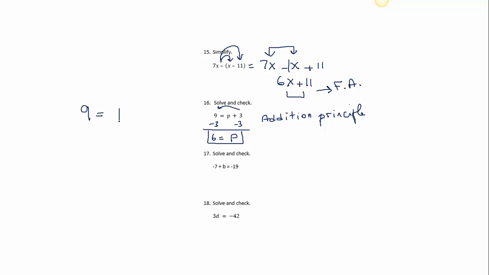Let's check. 9 equals p plus 3. What is p? 6. 6 plus 3, is it equal to 9? Yes. So p equals 6 is the final answer.